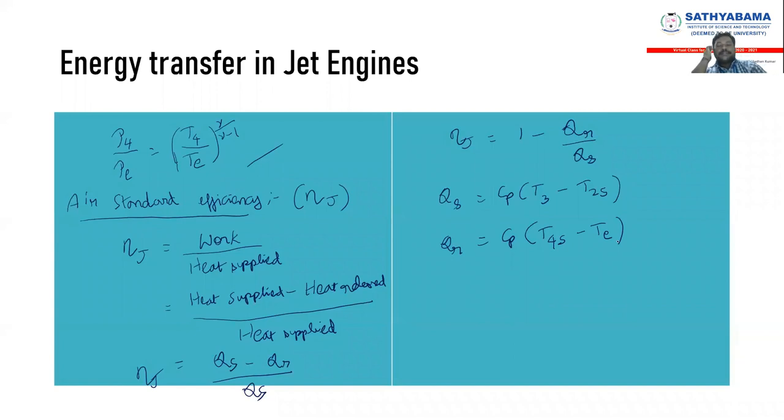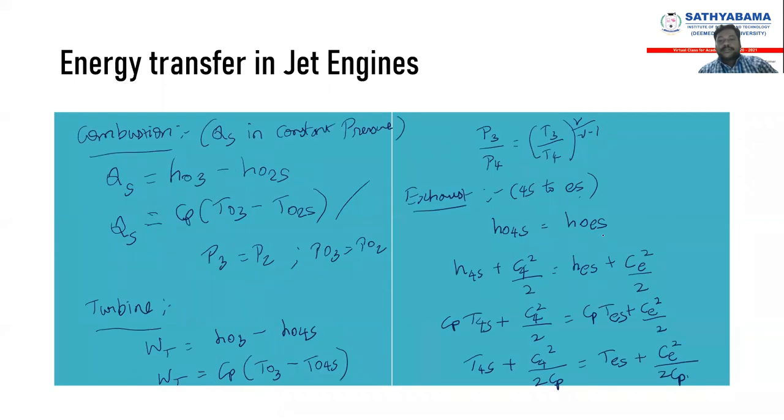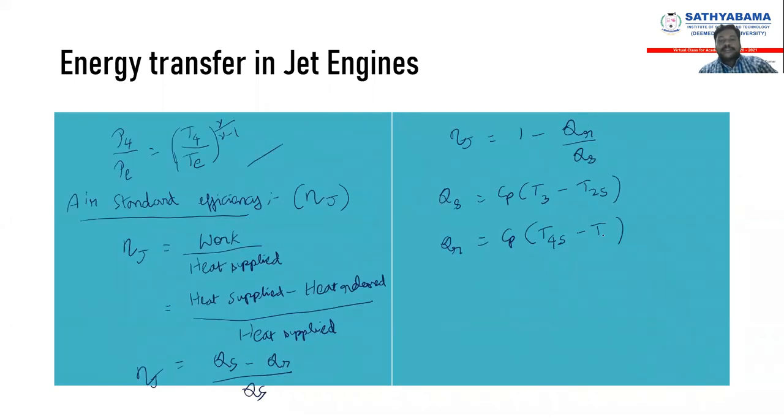Right, so T4S minus TE, or else we could write it for T2S. That is, the heat is released on the turbine only, right? So since the heat is released on the turbine, it is only this, right? So your TE and the T1 become equal. Therefore you are writing it as T1. Okay, so T4S minus T1.